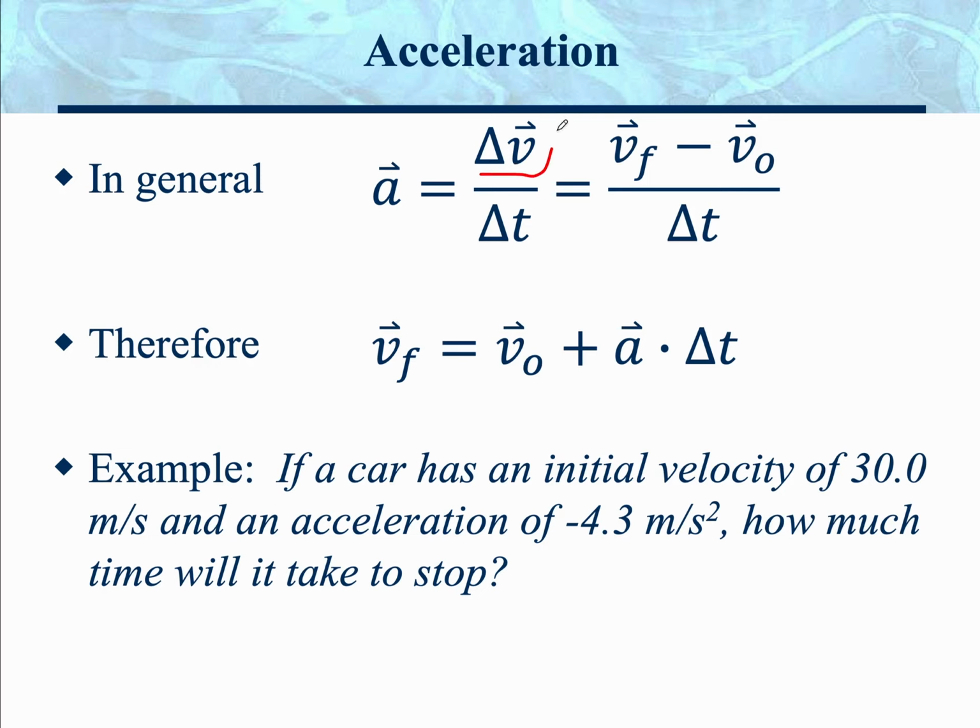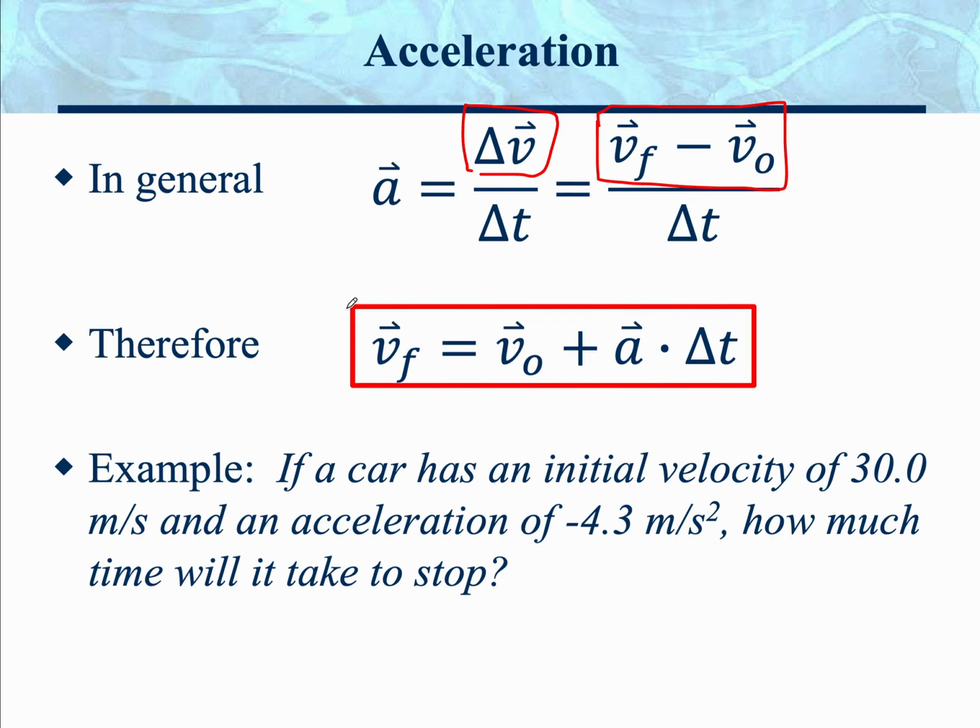Remember, delta v can be written as the final velocity minus the initial velocity, so this term right here. And if you take that equation, a equals this over delta t, and rearrange it slightly, multiply both sides by delta t and then move v final to the other side, you get this equation. And this equation is our next big one. It's actually the one we were using on the previous slides without realizing it. We took the initial velocity plus the acceleration times time to get our final velocity.